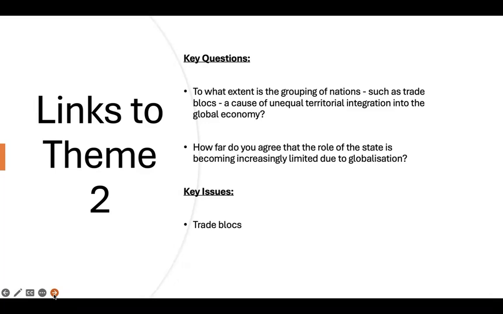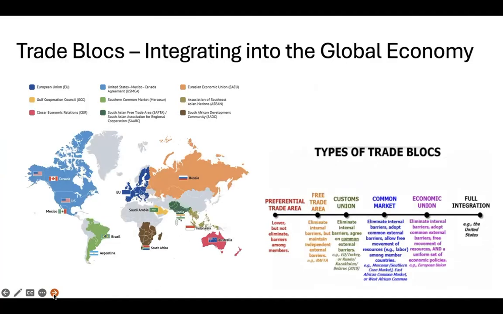And of course, as we know, trade blocs is one of the key issues that could appear in the examination season. So, just to quickly give you a little reminder about trade blocs, they are a global phenomenon. The map on the left there shows you some of the world's major trading blocs. You can see the EU, the one we know so well, at the centre of the map there in dark blue, and the USMCA, the new incarnation of NAFTA, inaugurated by President Trump in his first term of office.